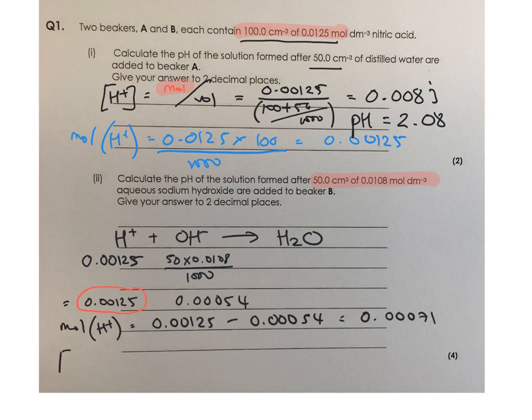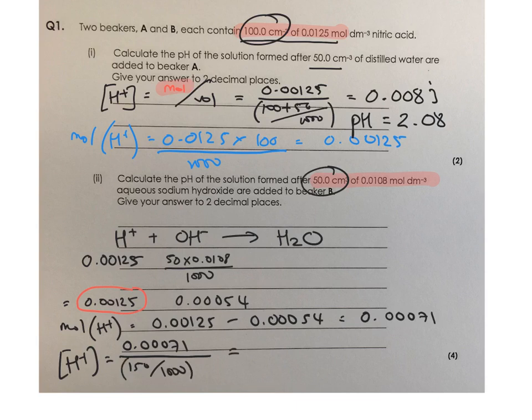And then I need to work out the concentration of H+ to work out the pH. So that's going to be my moles of H+, 0.00071, divided by my total volume. Remember, it was 100 to begin with. I've added 50, so that's going to be 150 divided by 1,000 to make sure it's in decimeters cubed. That gives me 0.00473 recurring, and put that into my minus log, and that gives me 2.32. Make sure you give your answer to 2 decimal places as it requests in the question.